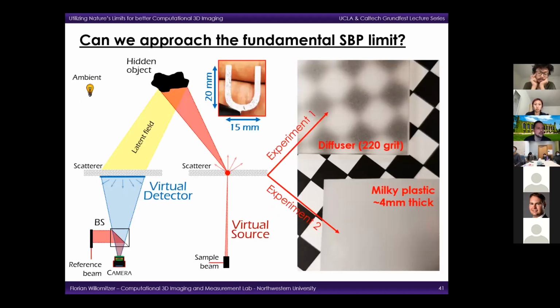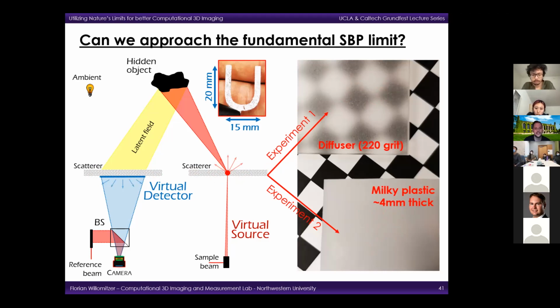Here we image through scattering media in a transmissive setup. The object now is the small cutout letter U, and you see it's hidden behind two scatterers. In the first experiment, we image through a ground glass diffuser, and later we image through a milky plastic plate. This is comparable to one of these cutting boards where you cut your onions. You can see that this board is approximately 4 millimeters thick.